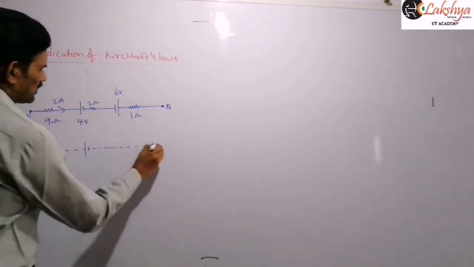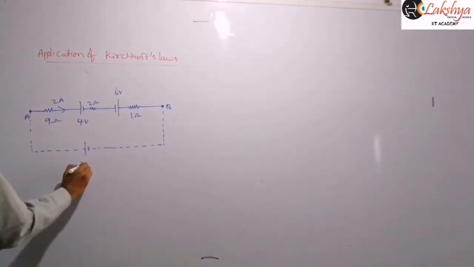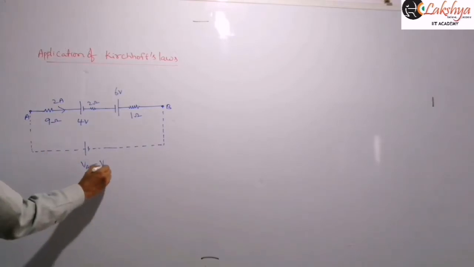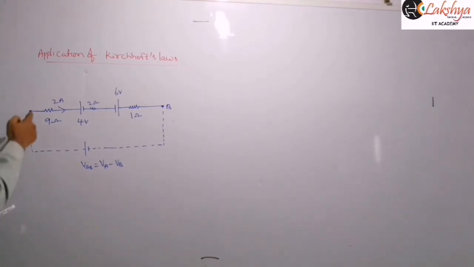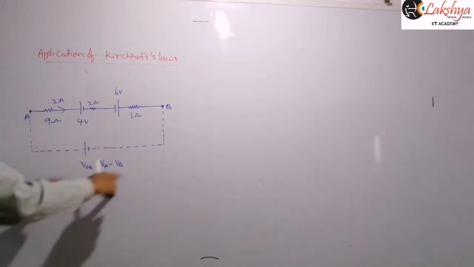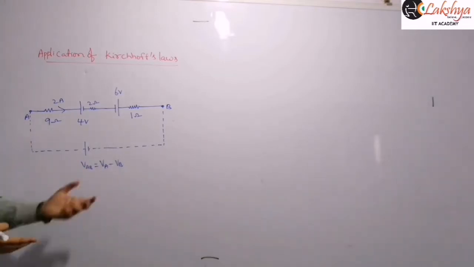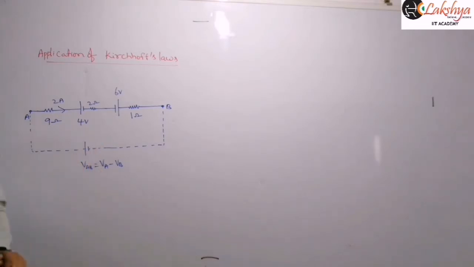A and B are connected by an imaginary cell here, with potential difference VAB. VAB means we are taking VA minus VB, and I write VA minus VB because I am assuming the positive terminal is connected to this side. This is our assumption. If you want to find the potential difference between A and B, you need to find the EMF of this battery. That gives the potential difference between A and B.